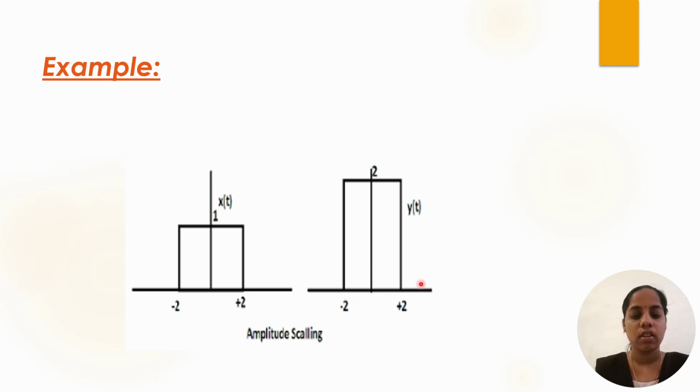This is also an example of amplitude scaling. This is the amplitude and this is the time period. Here the amplitude is 2 and the time period is -2 to 2. Simply, amplitude scaling means the amplitude is changed with respect to time.